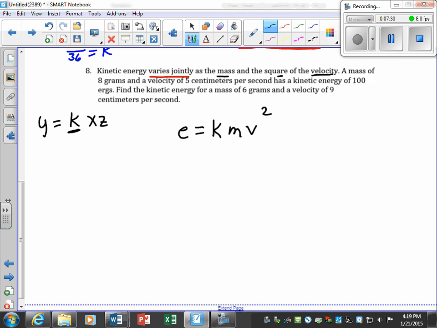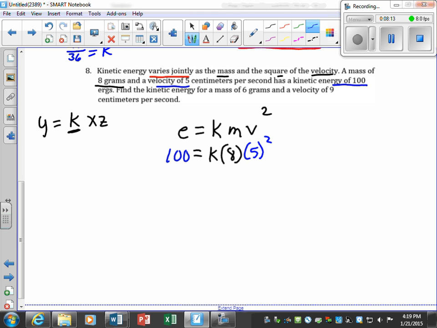So the square of the velocity. So we just changed the variable so that it matches our word problem. I'll pull that E for energy, varies jointly is equal to k. M for mass, velocity squared is the v squared. Alright, our next step is to plug in information. 8 grams is our mass. The k we're always going to be solving for. Velocity here is 5. Velocity is 5. And the energy is 100.